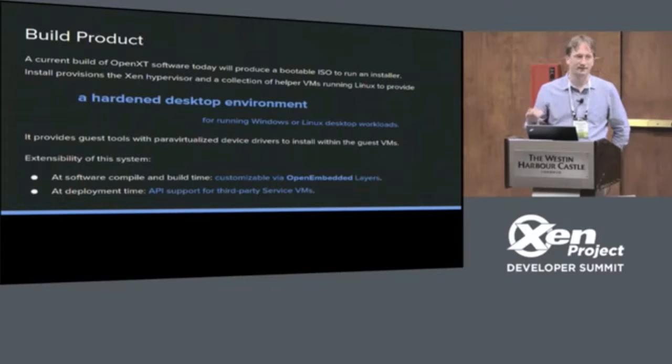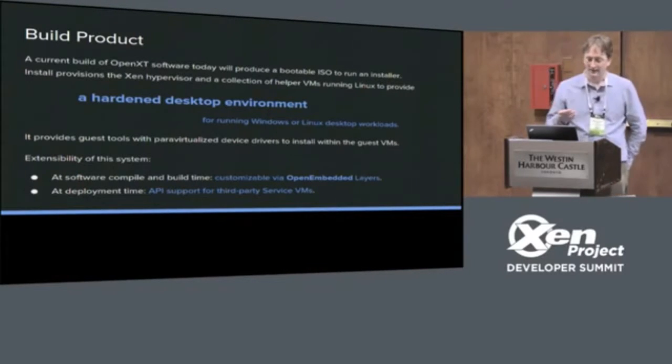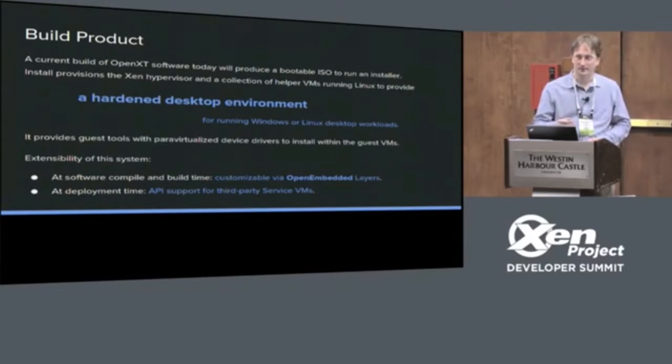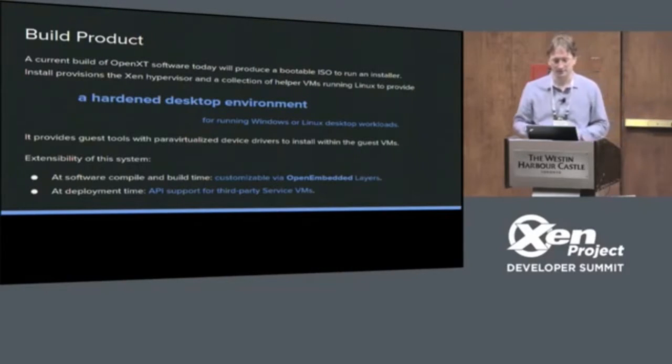The system that you get if you choose to install OpenXT, as I think I mentioned before, is customizable at build time. Through the use of OpenEmbedded layers, you can introduce extra code in order to tune it for your particular use case. It's also customizable at runtime through the use of service VMs and configuration.